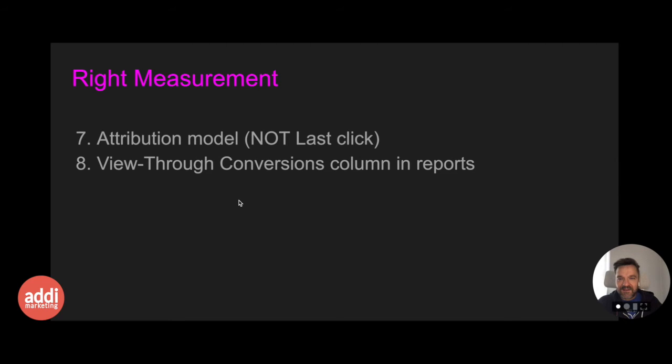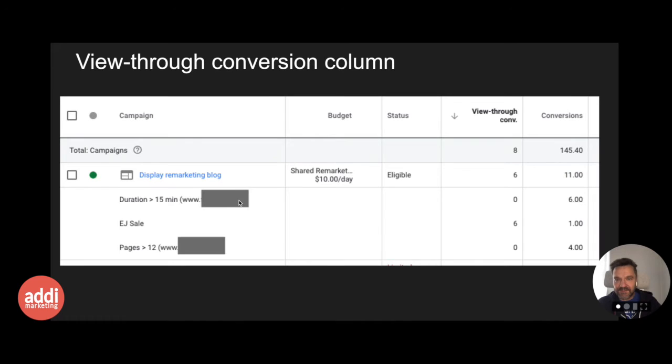But there's another thing. People convert even after viewing your display ad without clicking it. And there is actually a way to see that in your Google Ads reports. It's as simple as adding the special column, view through conversions column, in the reports. This is how it looks.